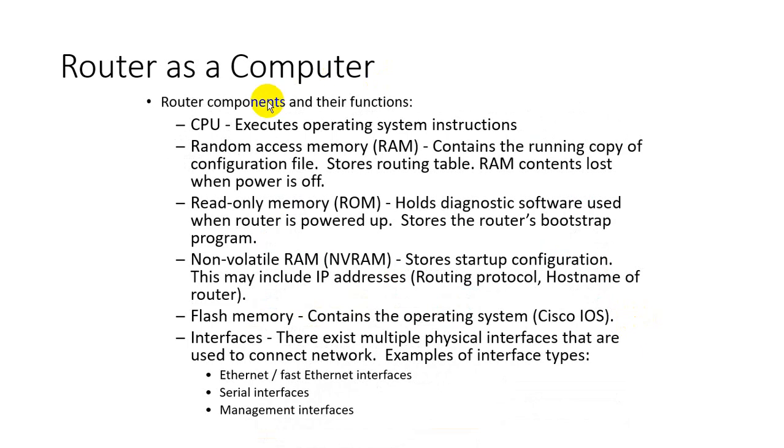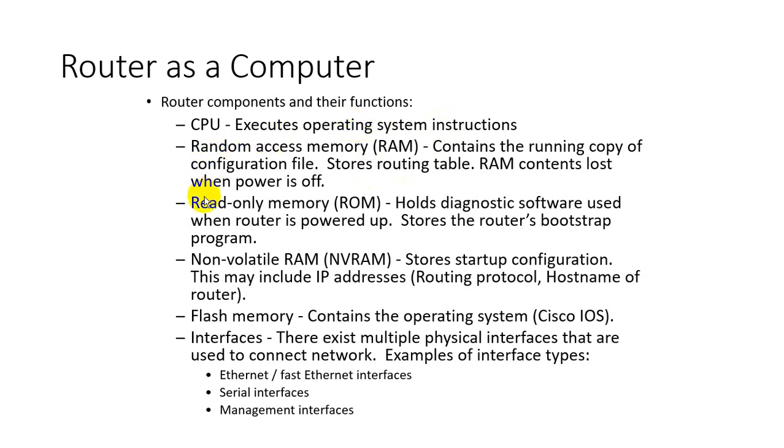So if you look at a router as a computer, then we can find the different components. It includes the CPU, which executes operating system instructions. Similarly, the RAM, also known as random access memory, contains the running copy of the configuration file and stores the routing table. RAM contents are lost when power is off. So when we switch off the router and switch it back on, whatever is stored in its running configuration may be lost if we don't save it.